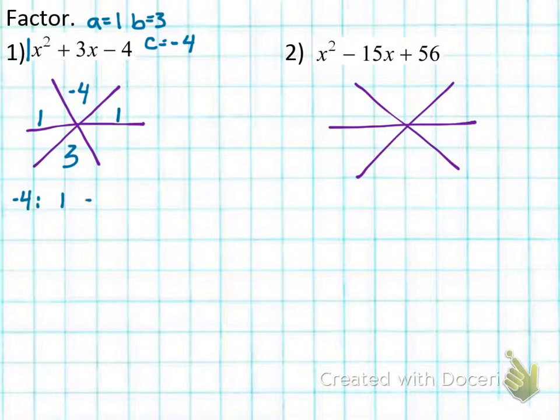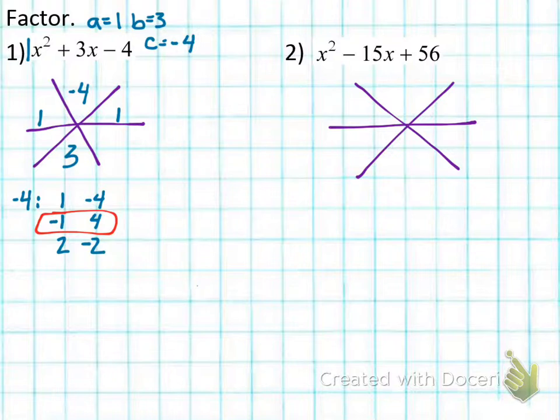Okay, so I know I have 1 times negative 4, or I could flip that and do negative 1 times 4, and 2 times negative 2. I want to look and see which set of factors here is going to add to my B term. So which one will add to positive 3? If I look at 1 and negative 4 and add those together, I get negative 3. Negative 1 and 4, I'll get positive 3, which is what I want. So those are the correct factors.